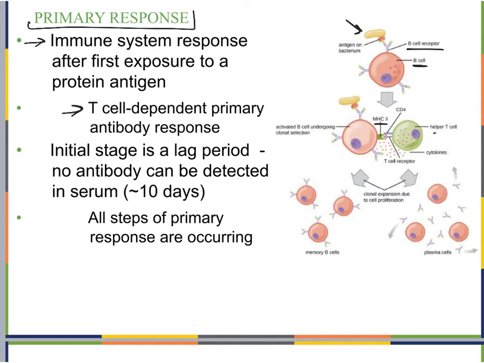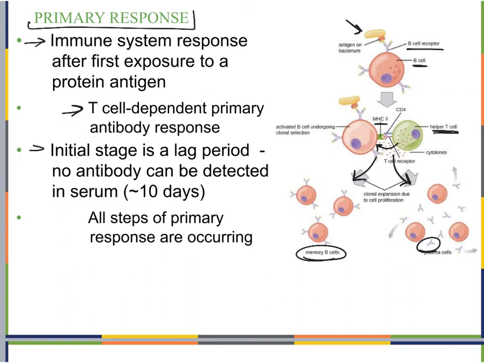Then we have our helper T cell come along, recognize that, and release those cytokines that are then going to activate that cell. So when that cell is activated, remember since this is our T cell dependent activation, it's going to differentiate into memory cells and plasma cells. So then the plasma cells are going to release lots and lots of antibodies to try to get rid of this particular pathogen. And the memory B cells are going to hang out for next time it sees it.